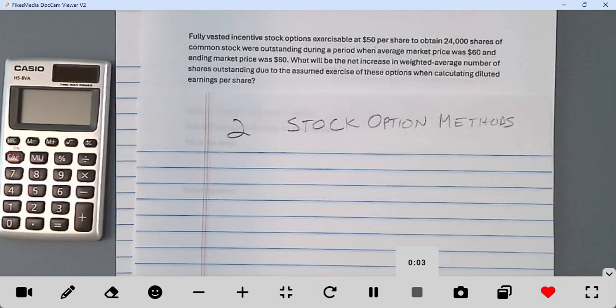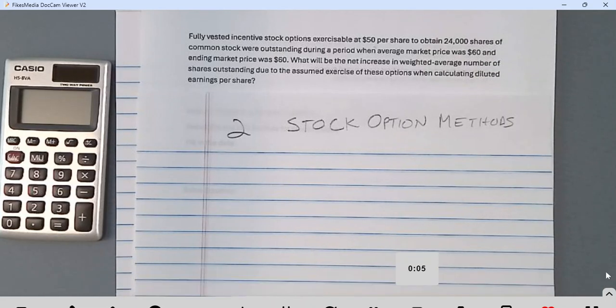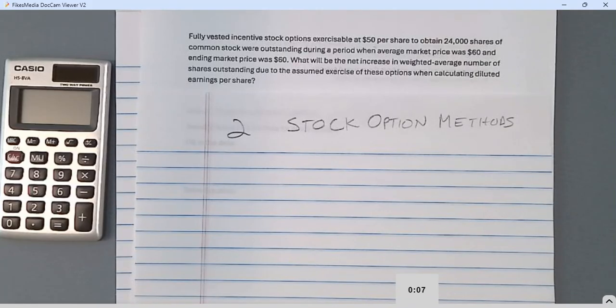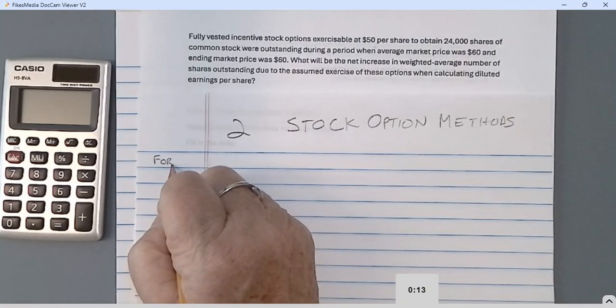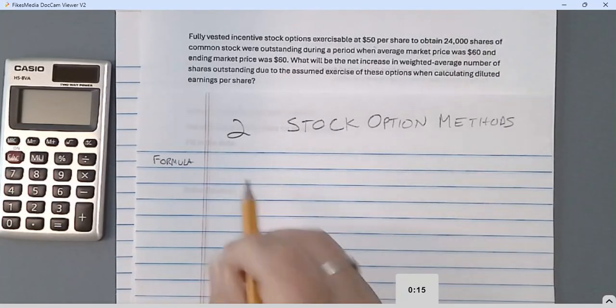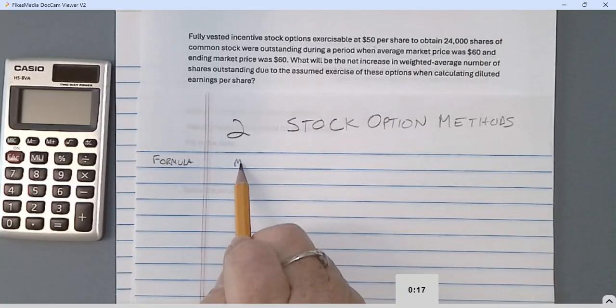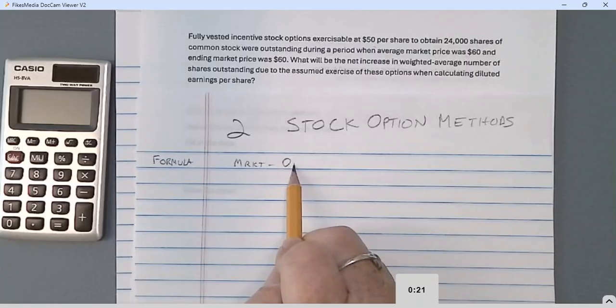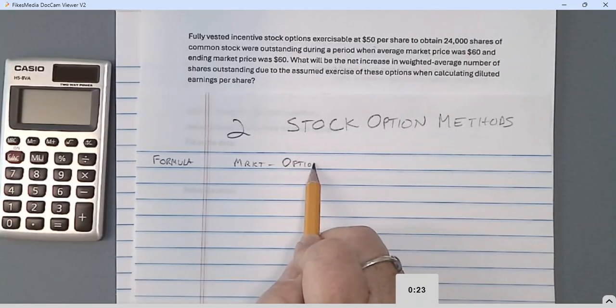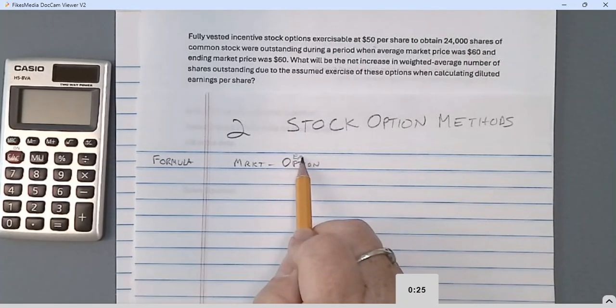I have two stock option methods. One is a formula and the other is the treasury method. So let's take a look at the formula method first, because it's the easiest. I take my market and subtract my option price. That's the exercise price.